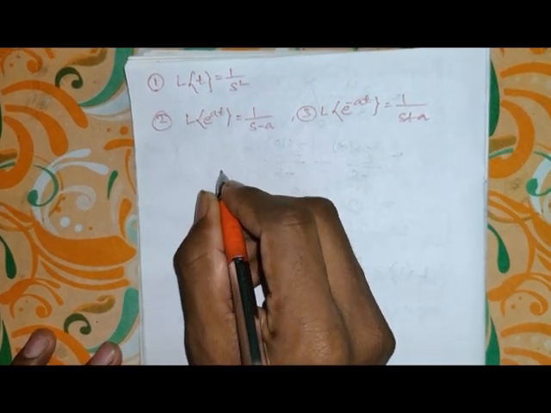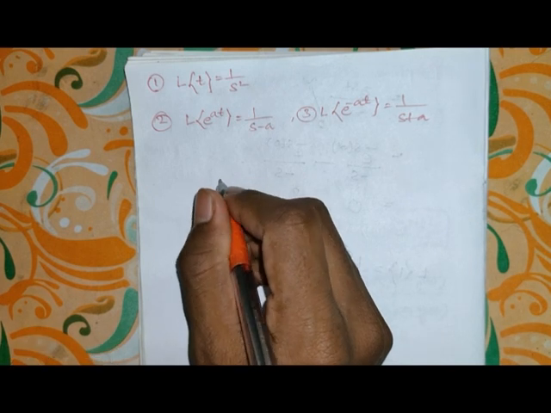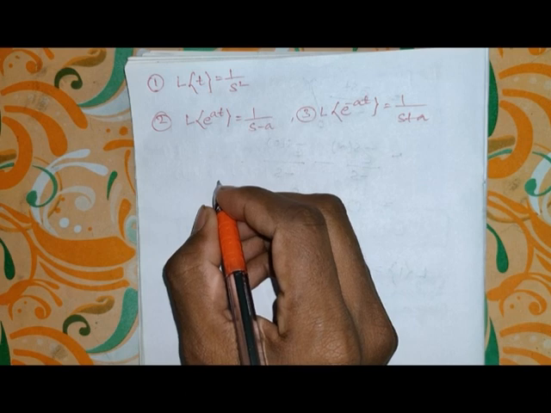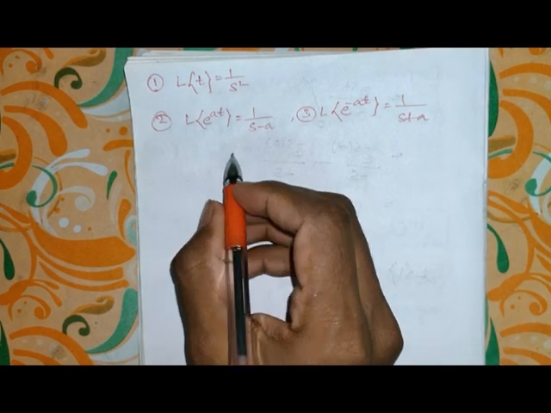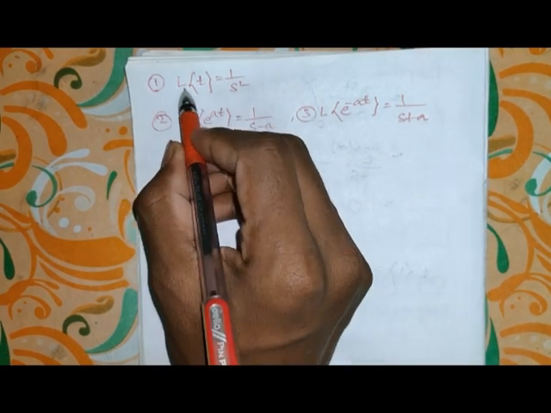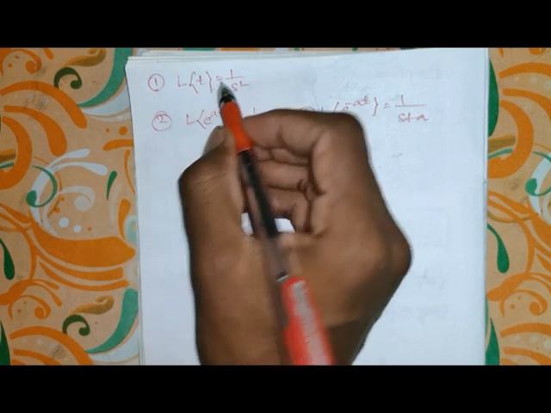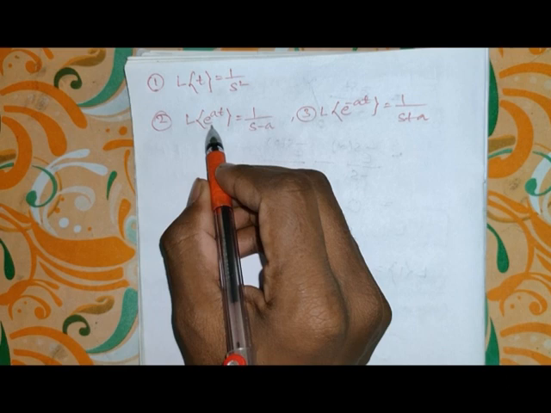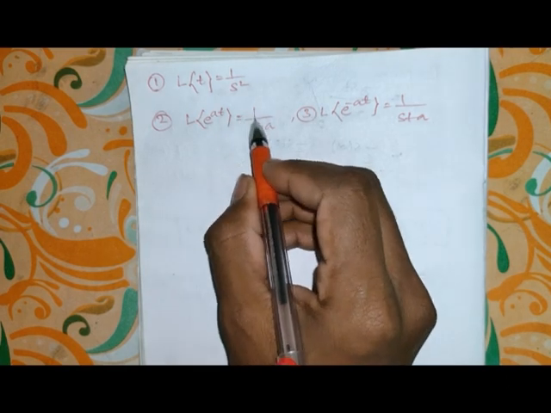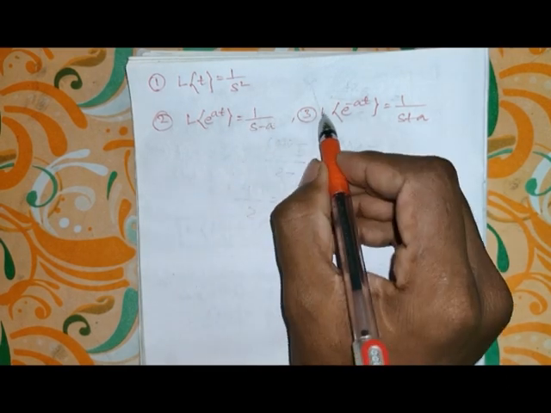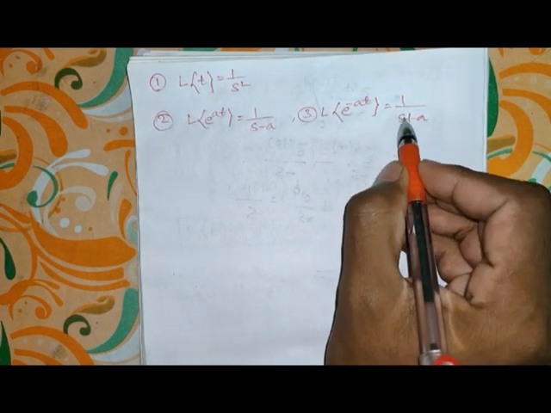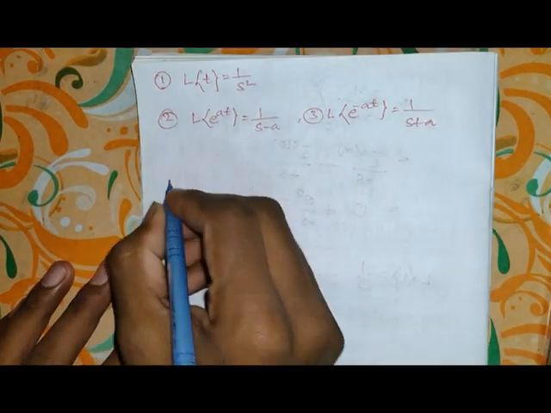In the previous class we discussed the basics of Laplace transform, and today we are going to continue with the second part. Today I will prove Laplace of t is equal to 1 by s square, Laplace of e^(at) is equal to 1 by s minus a, and Laplace of e^(-at) is equal to 1 by s plus a. So let's start, friends.